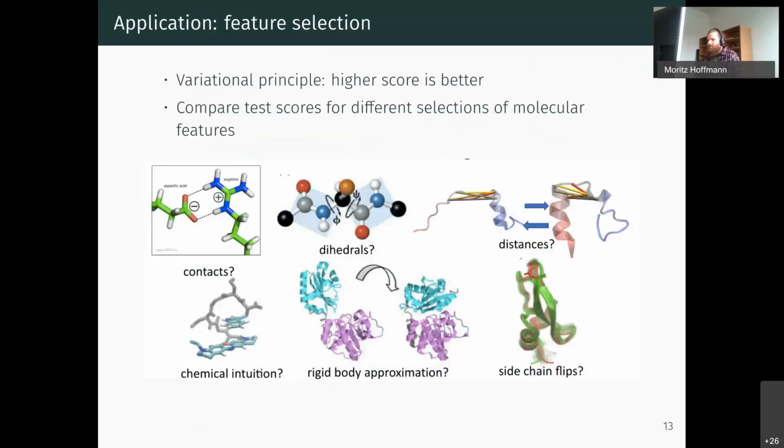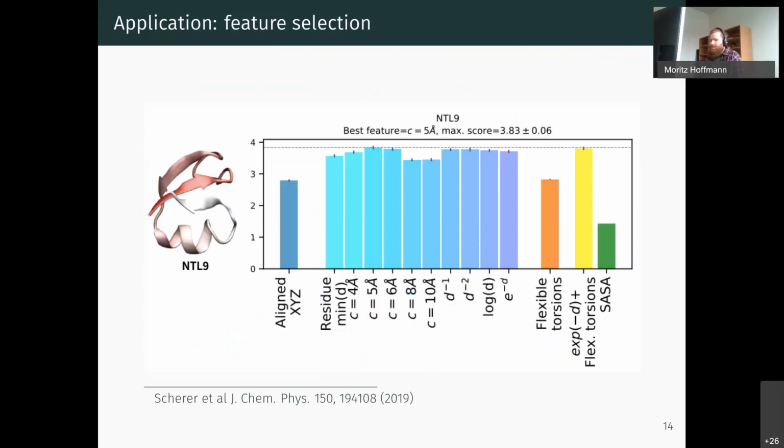So what can we use this for? We can, for instance, decide what kind of features we want to consider, whether we want contacts or dihedrals, distances, chemical intuition, or some approximations, sidechain flips. So we can make a quantitative decision on what features suit our system best. This has also been done for NTL9, where a colleague of ours looked at a bunch of features and then scored them.